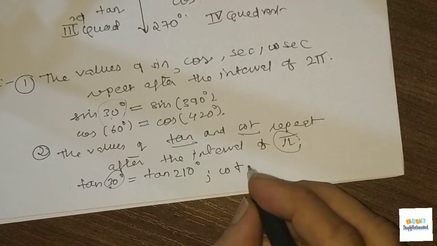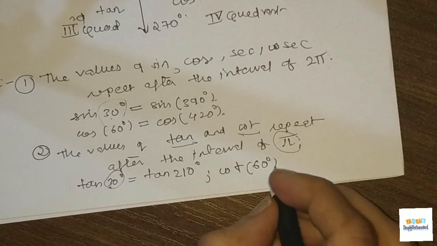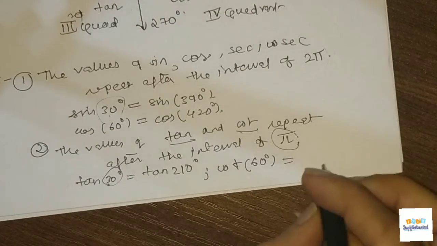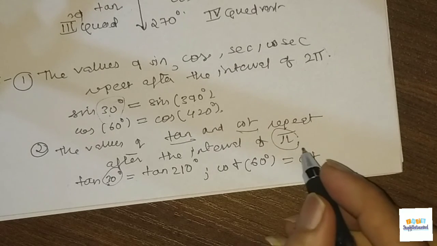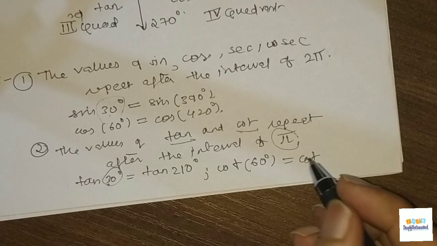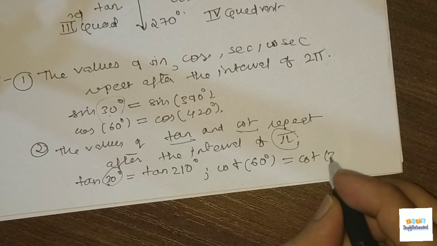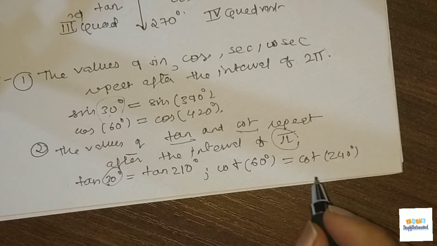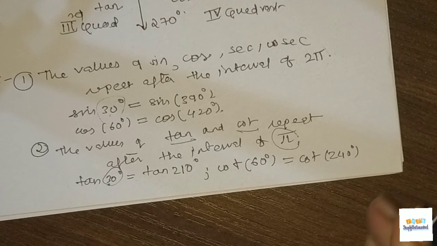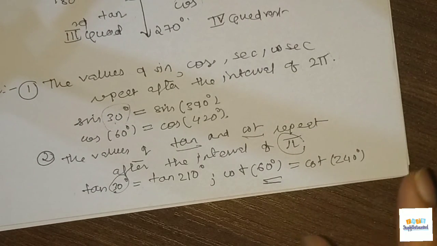And then similarly, suppose you have cot of 60, then it will be equal to cot of 60 plus 180, that will be what, 60 plus 180 is 240, right? So cot of 60 will be equal to cot of 240. So that was the important note.